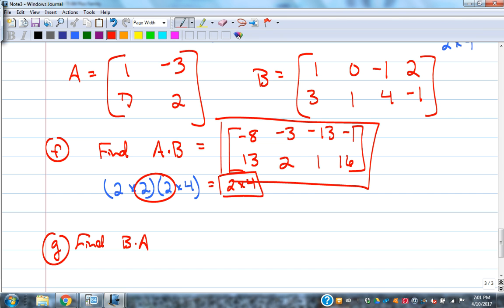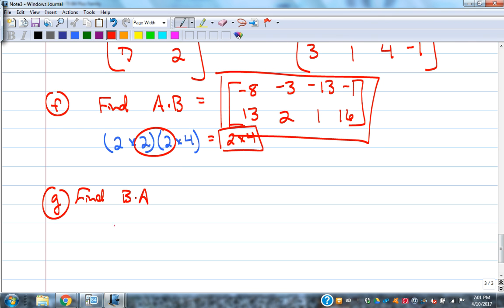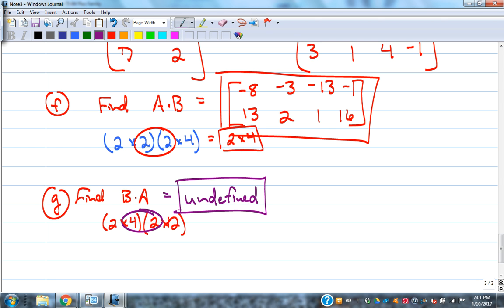Example G, find B times A. Matrix B is a 2 by 4. Matrix A is a 2 by 2. These two numbers in the middle don't match. So we say that's undefined. There's no solution, no answer to that. Undefined is how we say that. Well, not bad, not bad.